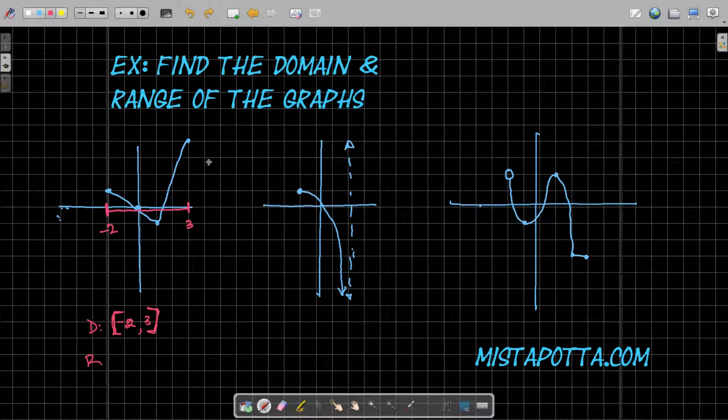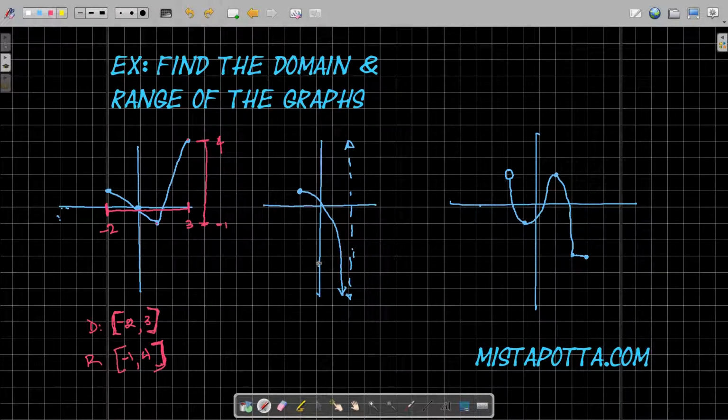For my range, I want to consider my high point and my low point. This is the highest point on the graph. This is the lowest point on the graph. So I'm going from -1 to +4. So my range is going to go from -1 to +4. And so I can just look at my graph and look at how high and how low my graph is to figure out my range, how far to the left and how far to the right to get my domain.